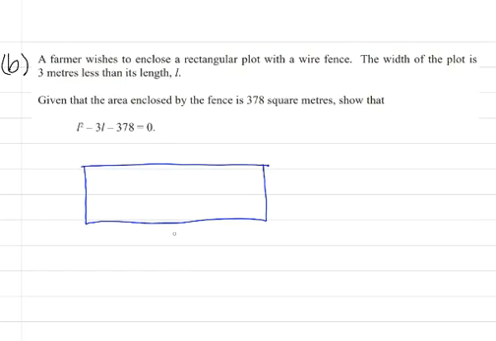The length of it is L. The width is 3 meters less than L. So this is the width, and it's 3 meters less than the length, L. So this is L minus 3. So the length is L, the width is L minus 3.